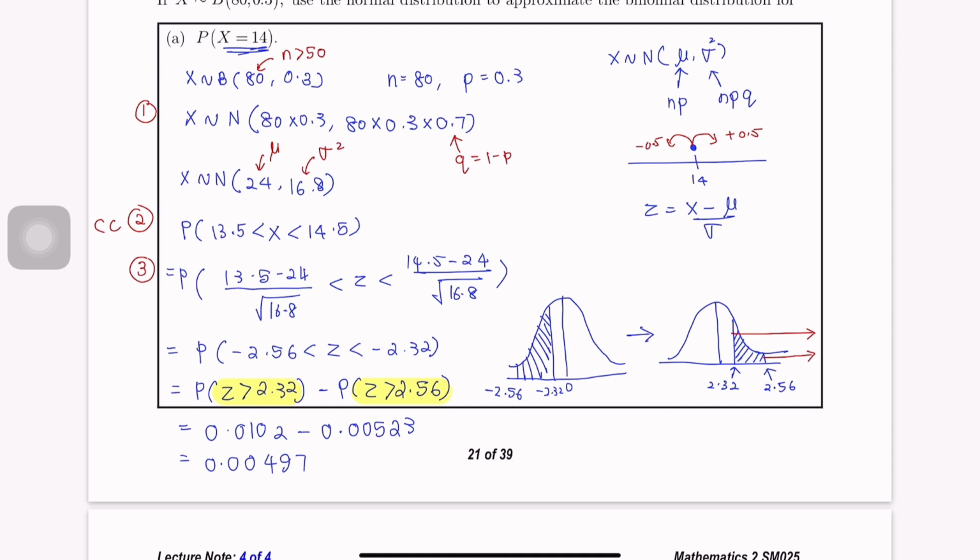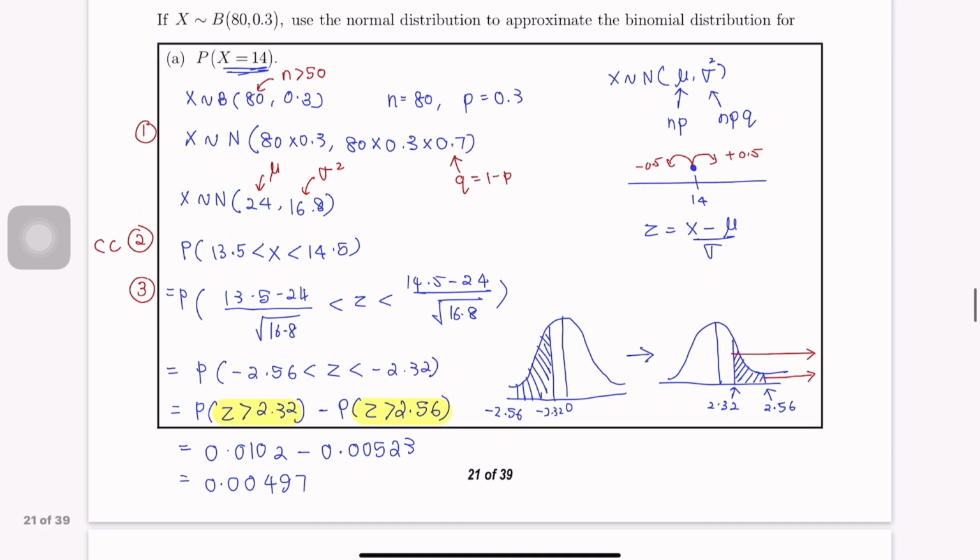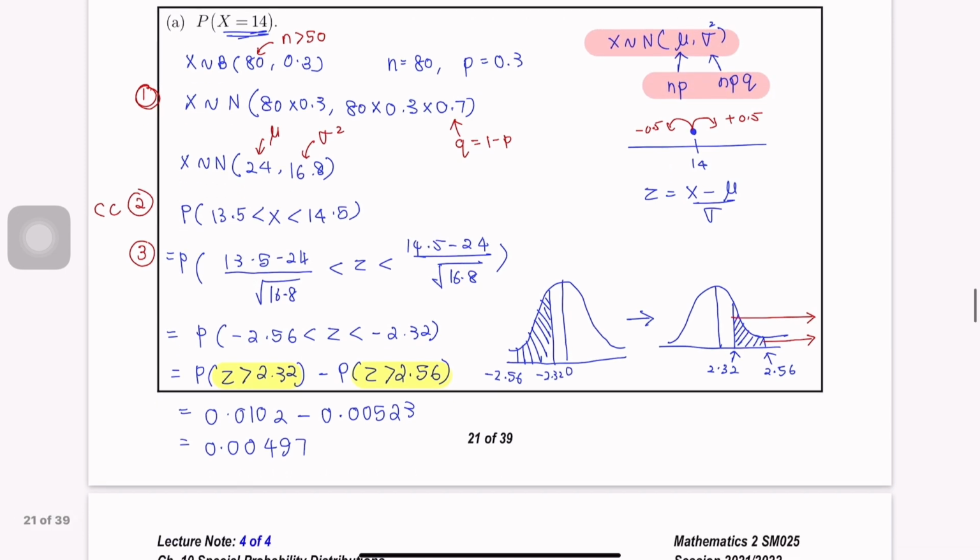So the first one, we need to change from binomial to normal. This is the first step, change binomial to normal by using this formula, np and npq. Next, since this is a normal distribution, we need to do continuity correction. So the second step is continuity correction. We have x equals 14, so we need to take 0.5 less and 0.5 more. So we have x between 13.5 and 14.5.